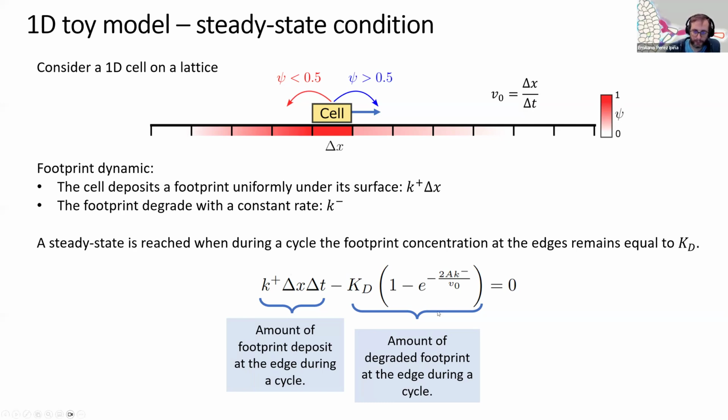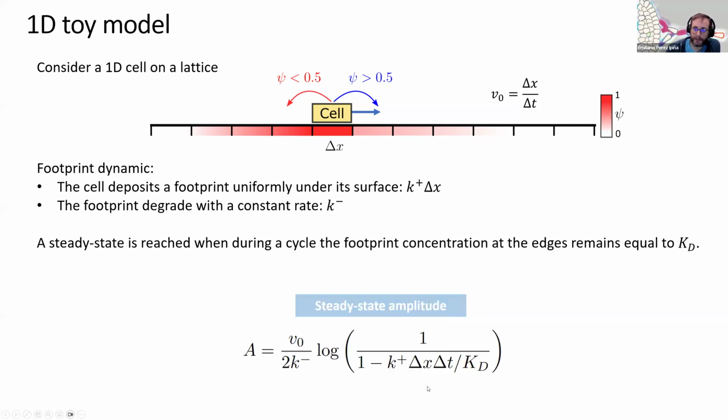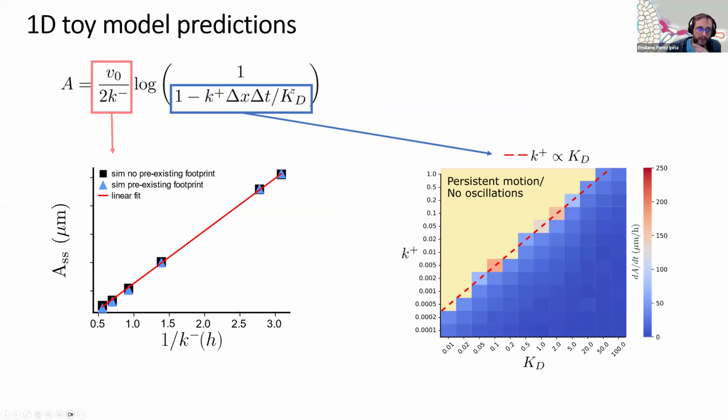So this is what we wrote over here. And from this equation, we can obtain an expression for the steady state amplitude. Now we can use this expression to try to understand some of the results that we observed before. And we were pretty happy because this simple model can recapitulate some of the observations that we saw before.